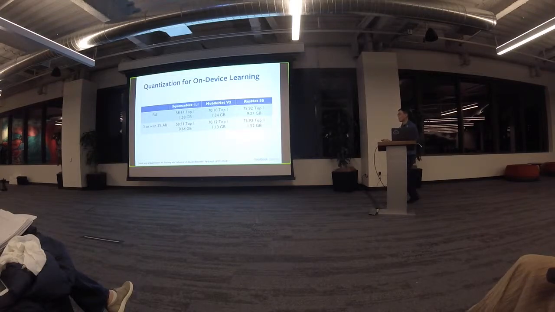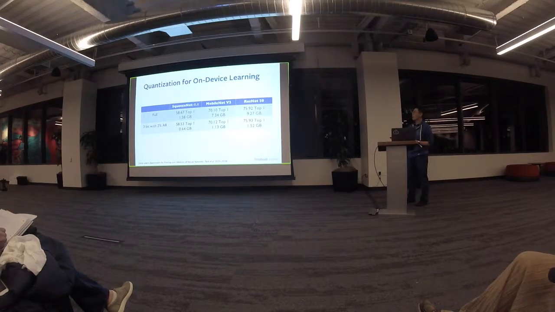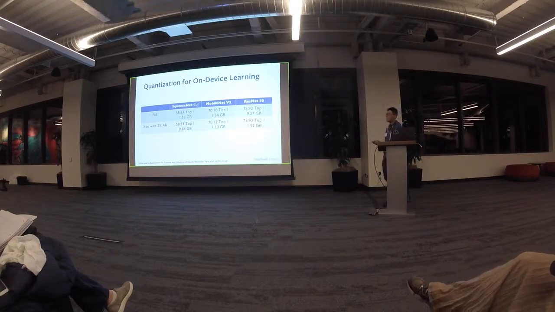MobileNet, similar situation. The activation memory use is around 7.3. If you reduce it with activation quantization, you can reduce it to 1.1. ResNet also goes from 9 gigabytes to 1.52. You'll notice that the line on the top is the ImageNet accuracy. You see that there's almost no drop when you're doing this quantization.